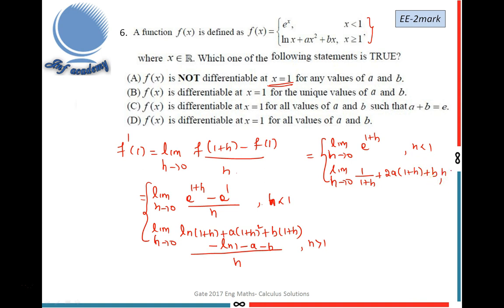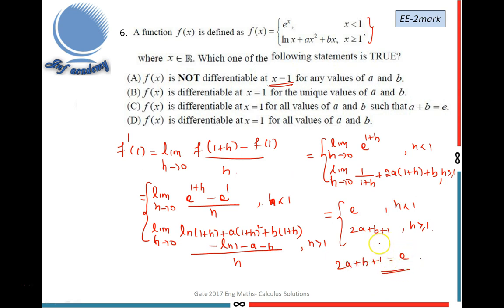This case is h greater than or equal to 1. So limit h tends to 0, this value is e power 1, that is e, and limit h tends to 0, this value is 1 by 1 plus 2a into 1 plus 0, 2a plus b. So finally I got 2a plus b plus 1. In this case h less than 1, and this is h greater than or equal to 1. These two values are equal, then only f is differentiable. These two values are equal: 2a plus b plus 1 equal to e.